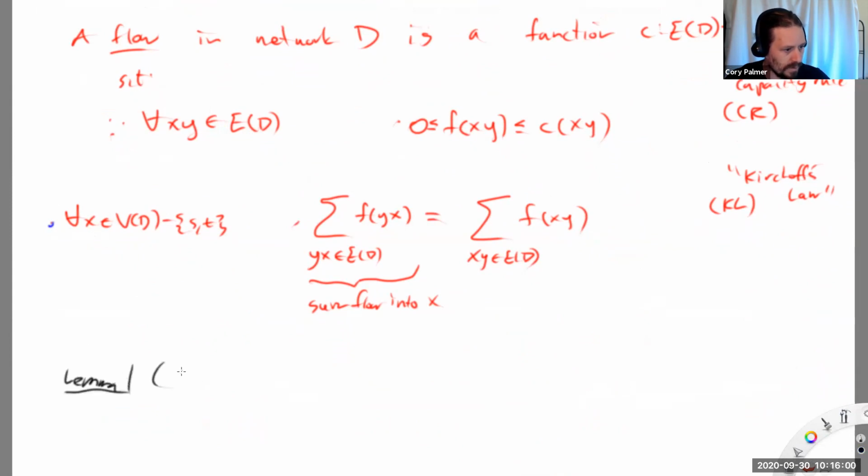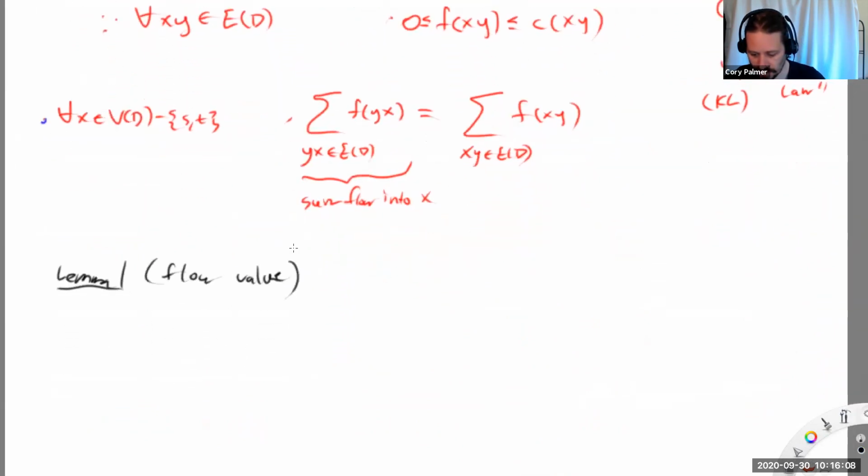And this lemma, the name of this lemma is going to be the flow value. Okay, so we can assign a value to this flow. And that's just the value of the flow here.